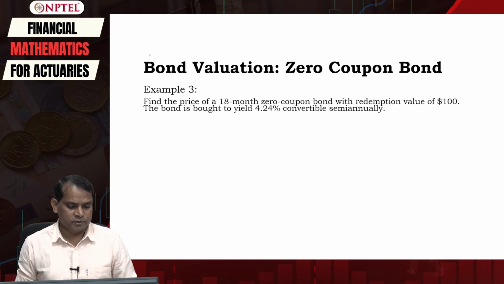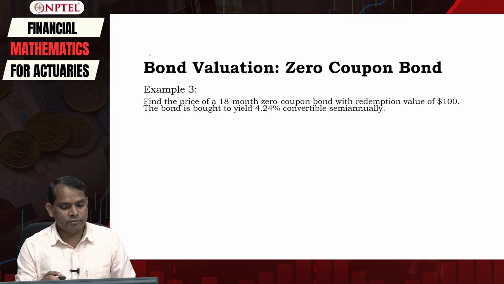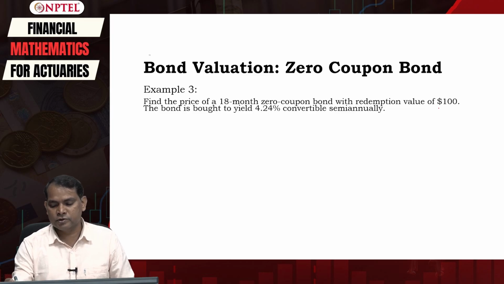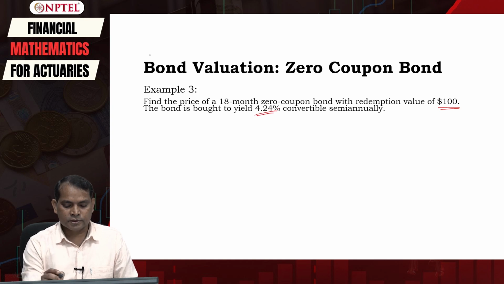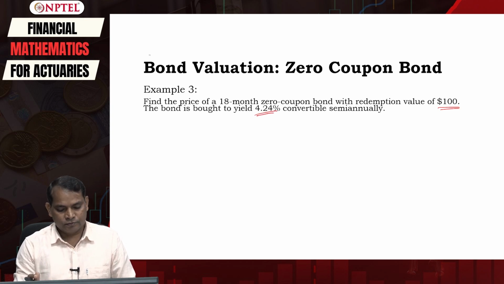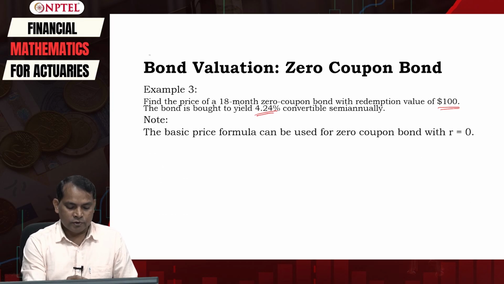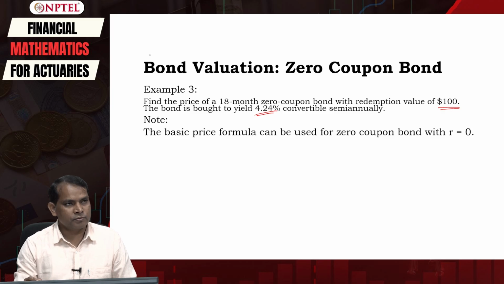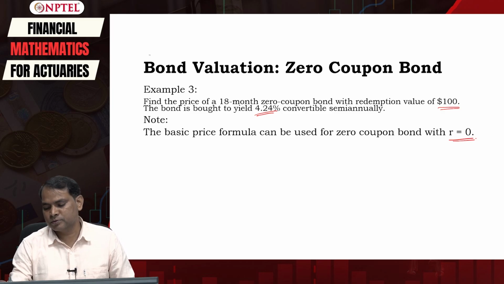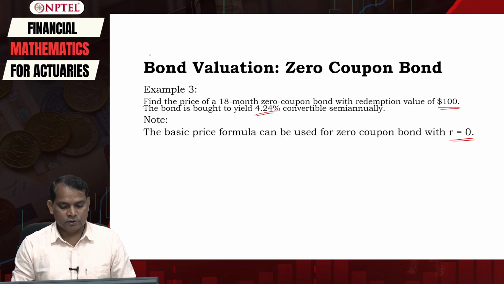zero coupon bond. So find the price of an 18-month zero coupon bond with redemption value of the same $100. The bond is bought to yield 4.24% convertible semi-annually. Note that the basic price formula can be used for a zero coupon bond, in which case we will simply put R is equal to 0, where R is the coupon rate. In zero coupon bond there is no coupon, so we will have R is equal to 0.